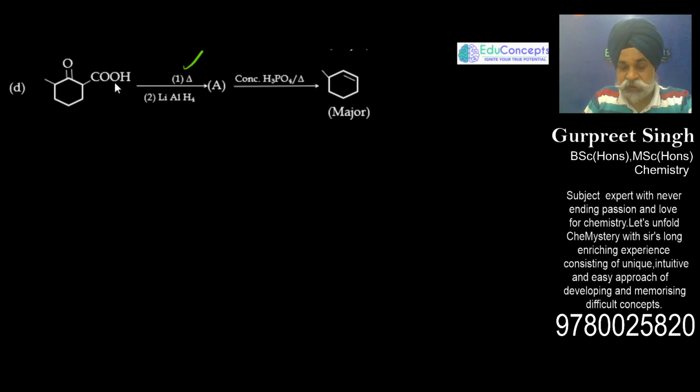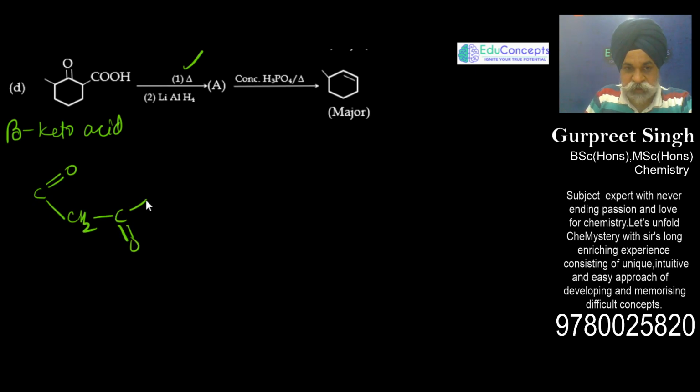During heating, this is a case of beta keto acid. Beta keto acid is a type of species where you can draw it like this. This is what you call a beta keto acid. So for this beta keto acid, the video is already there on the channel. You can go through that.